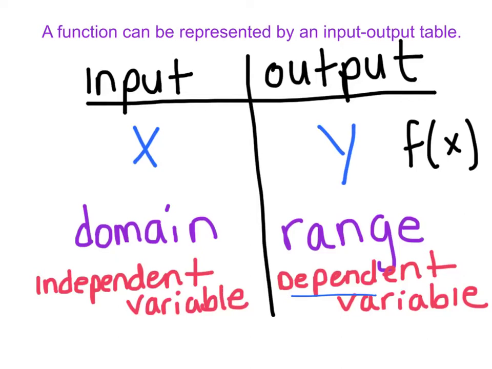You may also see the output referred to as f of x, and then you read it exactly like that, f of x. And all that means is just another way to represent y. So if I wanted to write the function y equals x plus 2, I could also write it f of x equals x plus 2. And all this is telling you is that it is a function.